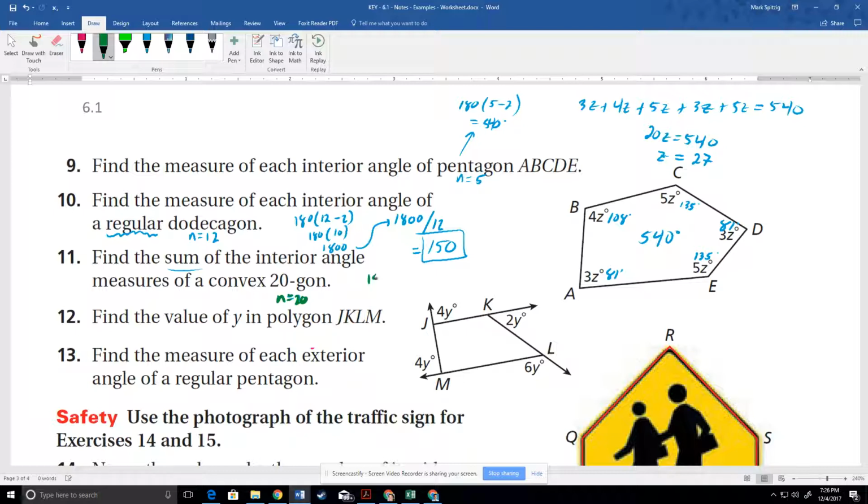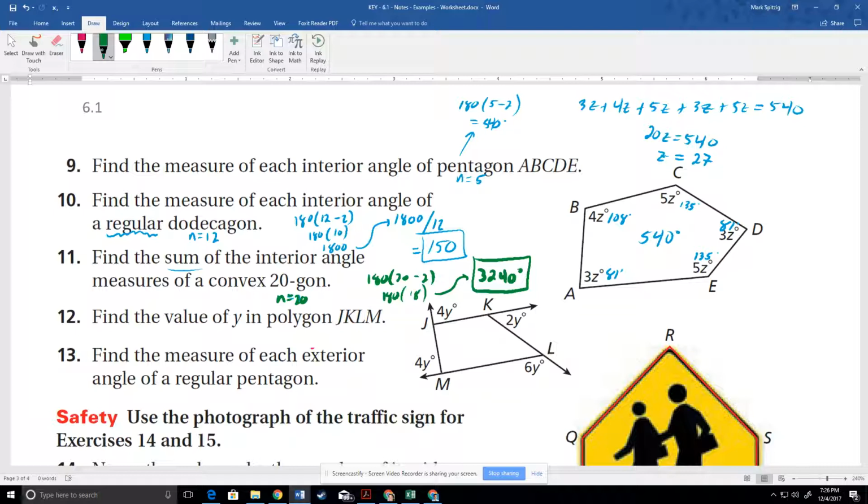Okay, so we know that it's going to be 180 times 20, which is our n, minus 2. So we get 180 times 18, which is 3240. So we know that 3,240 degrees is what all the interior angles of this convex 20gon would add up to.